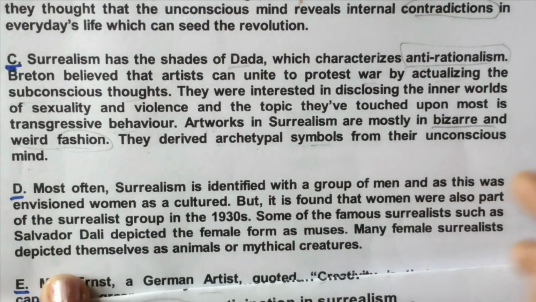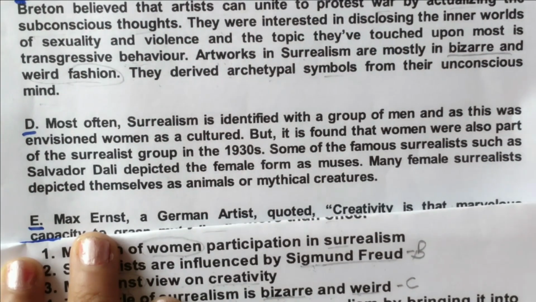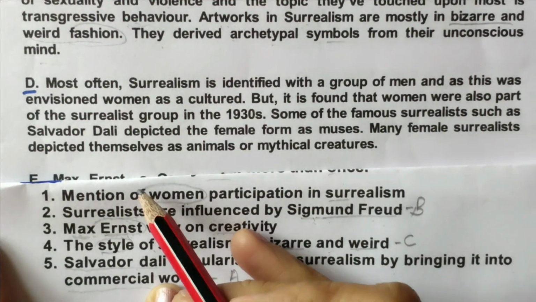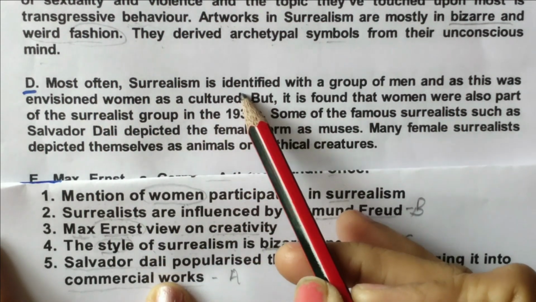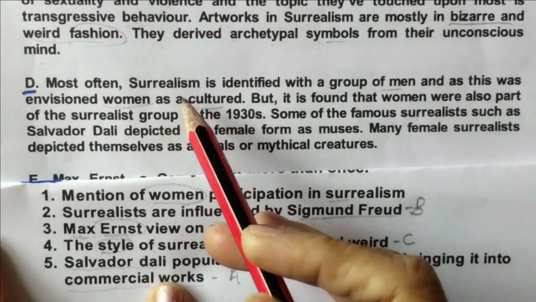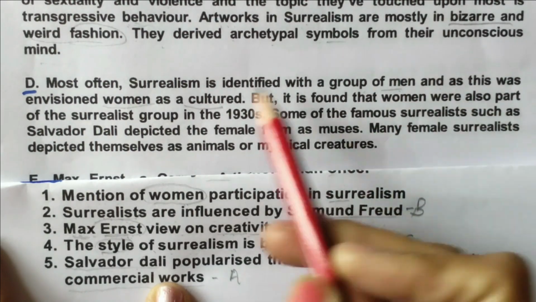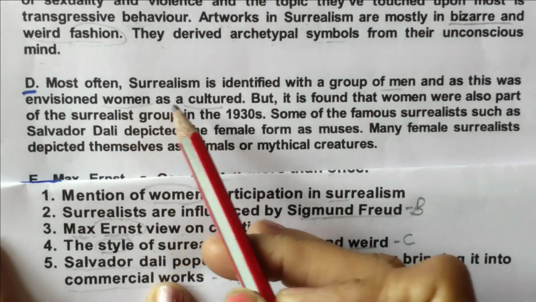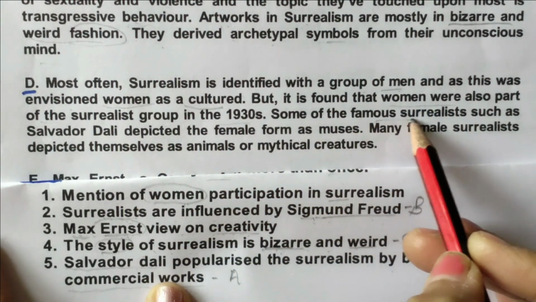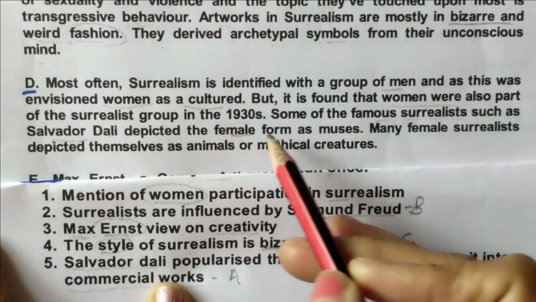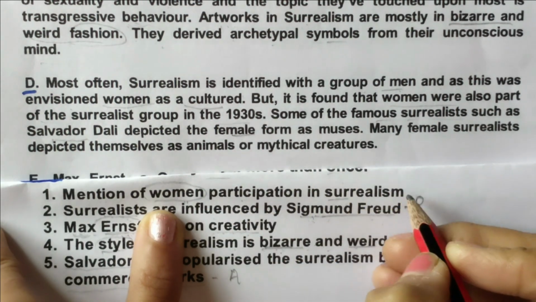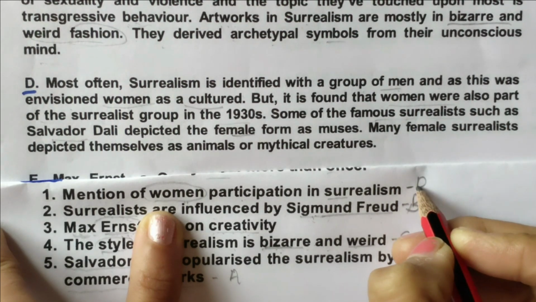Okay, now D paragraph, I will just show it to you. See this. Now you can easily see the D paragraph. Most often surrealism is identified with a group of men, and this person even envisioned woman as a culture. But it is found that women were also part of the surrealist group in the 1930s. Some of the famous surrealists depicted the female. Of course I will not be reading more. So this woman's participation we have found. So here in first number we will just write D.